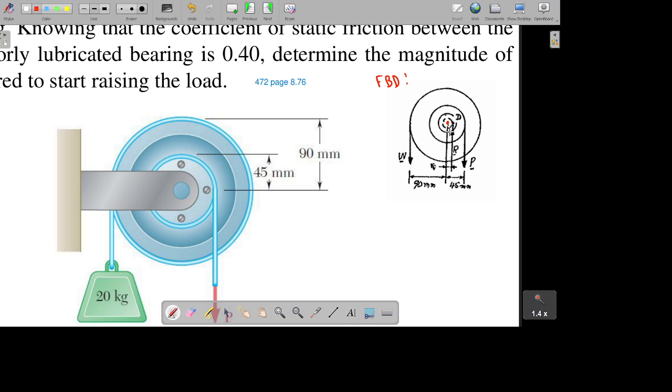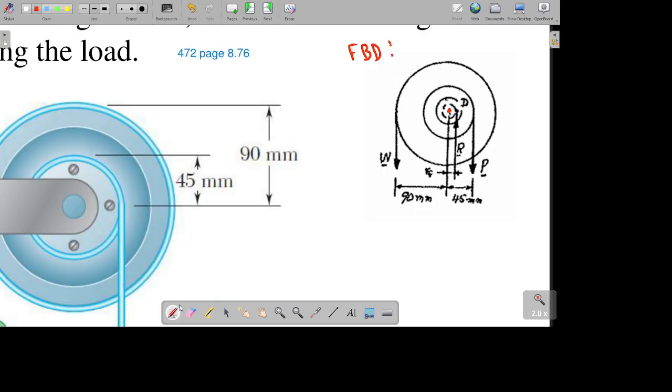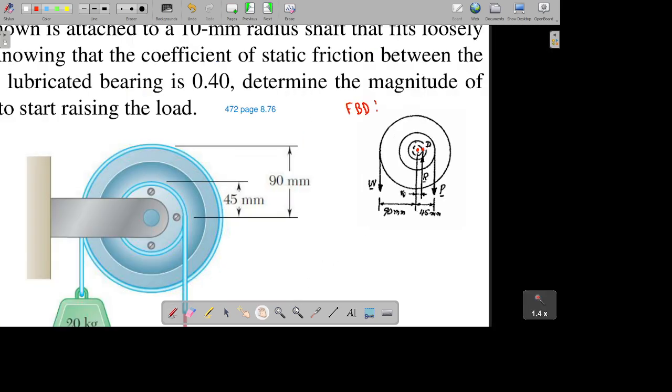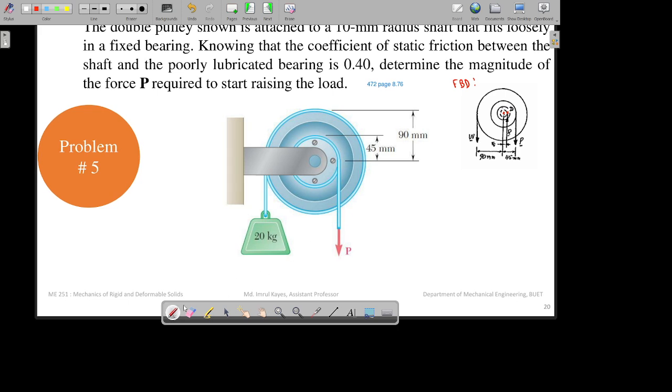So now, to get the value of P, you can simply take the moment about M. You can denote this point as M. Actually, in this figure, the point over here is denoted by D, so you will take moment about D. So the summation of moment about D will be 0.